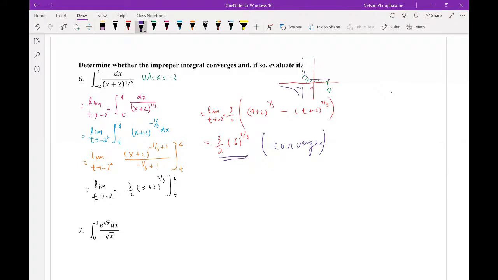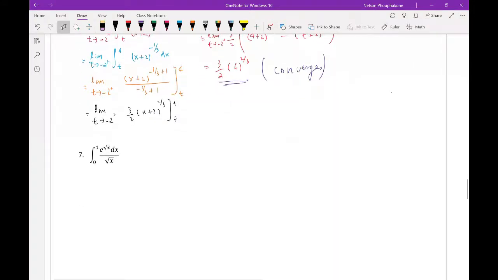Okay, so then the next one. We know that when x equals 0, the whole thing is undefined, and we have it from 0 to 1. So in this case, we could take the limit as t approaches 0 from the right-hand side, of the integral from t to 1 of e to the square root of x dx over square root of x.